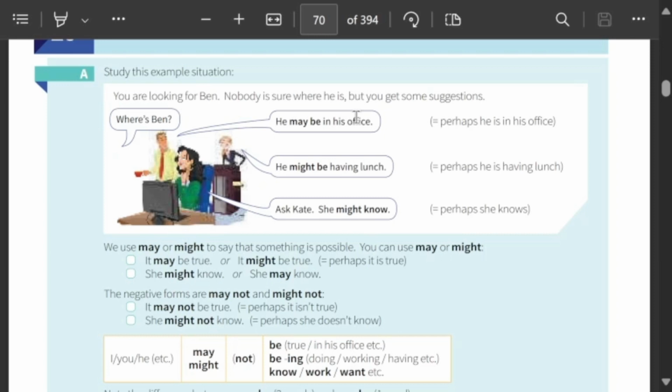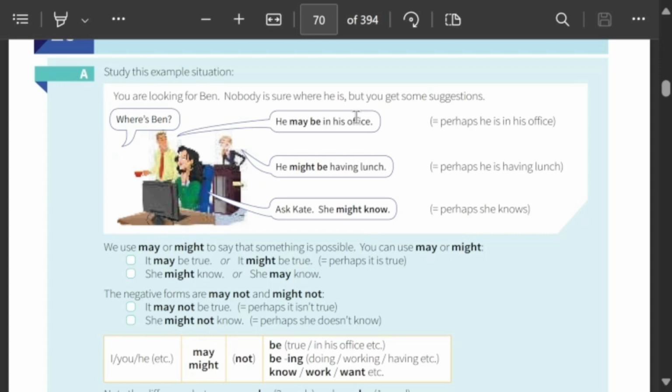You're looking for Ben. Can you see it? Yes. You're looking for Ben. Nobody's sure where he is. Okay? Nobody is sure where he is, but you get some suggestions. So you ask, for example, here, where's Ben? And 3 people answer, he may be in his office, he might be having lunch, or ask Kate, she might know. May or might, you see?